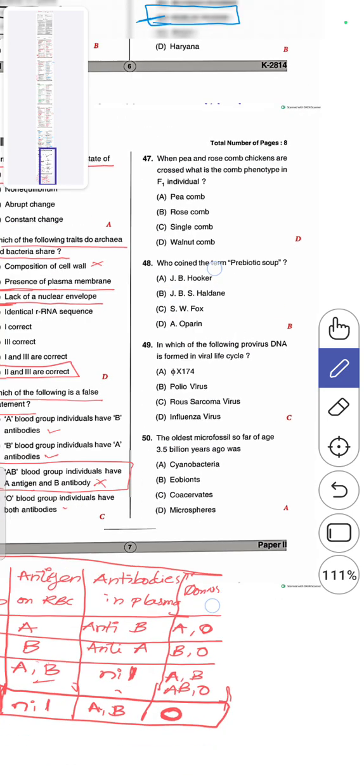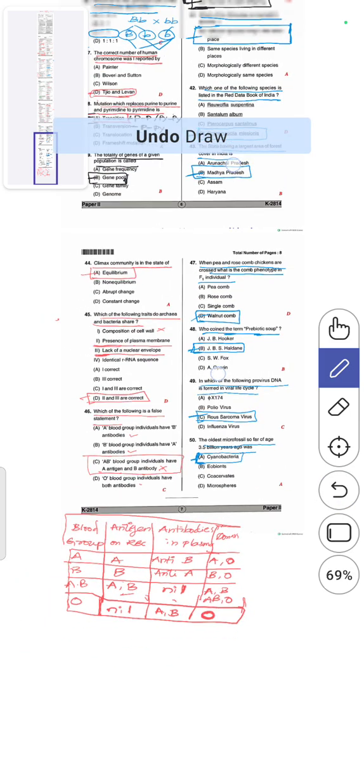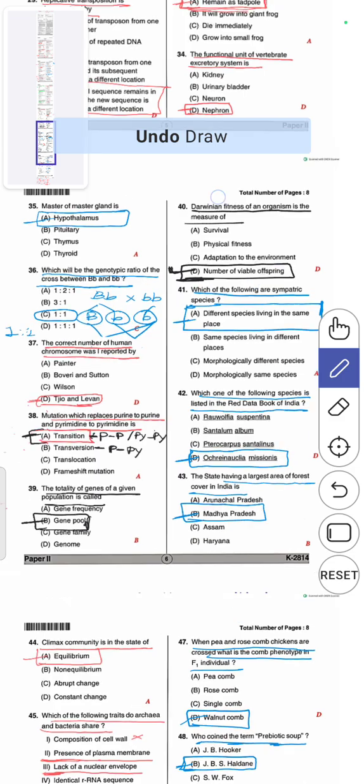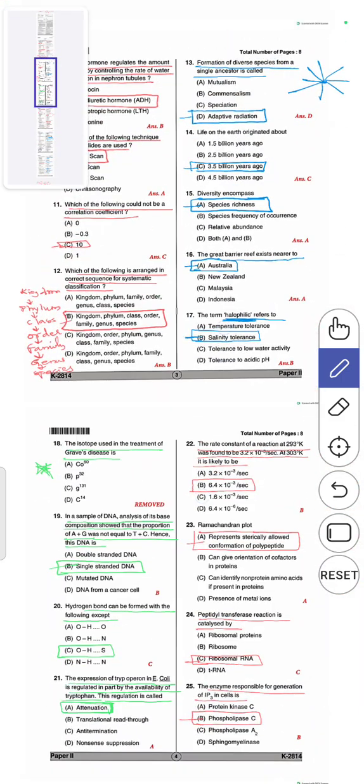So in this video I have solved the 2014 question paper. I will discuss the second part of the same question paper in the next video.